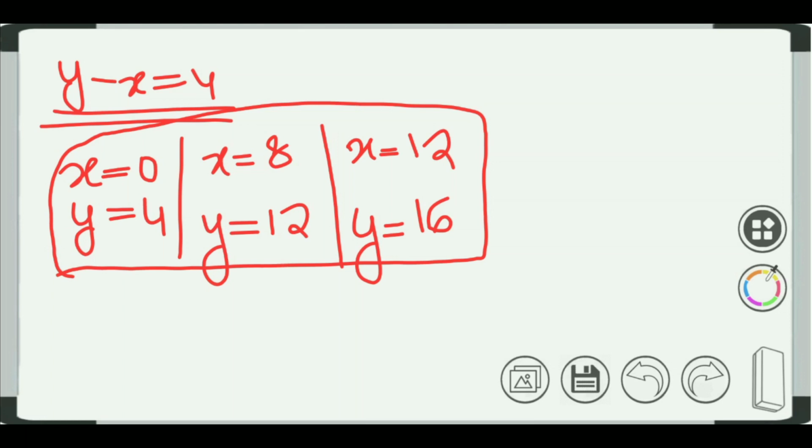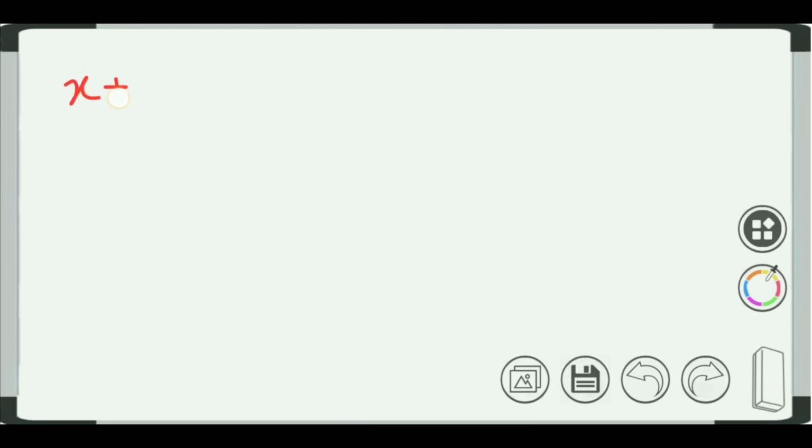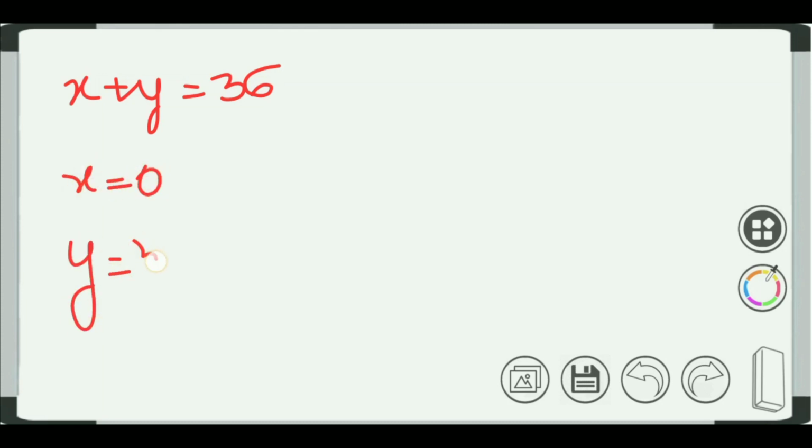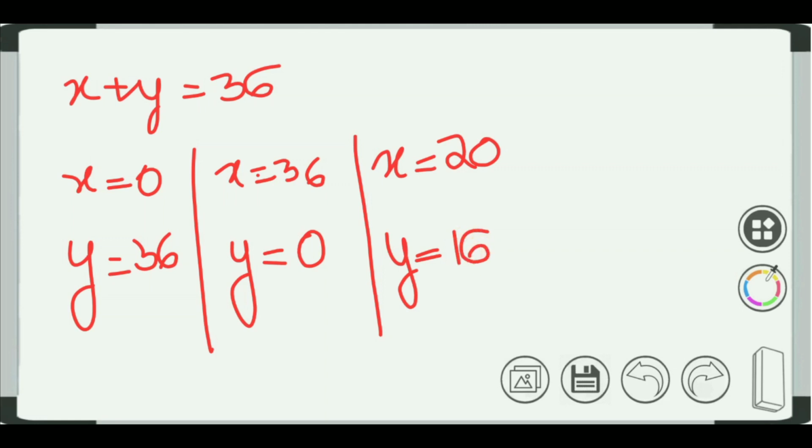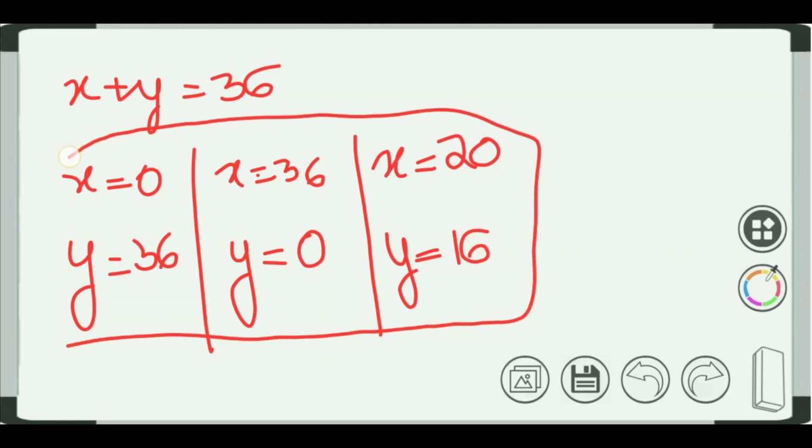For equation number 2, that is x plus y is equal to 36, you can take x is equal to 0 the same way. So y will be 36. Then take reverse, x is equal to 36, then y will be 0. Now you can take x is equal to, suppose, 20. You will get y is equal to 16. This is just a hint. You can take any other values you like. Okay. Now plot it in the graph.